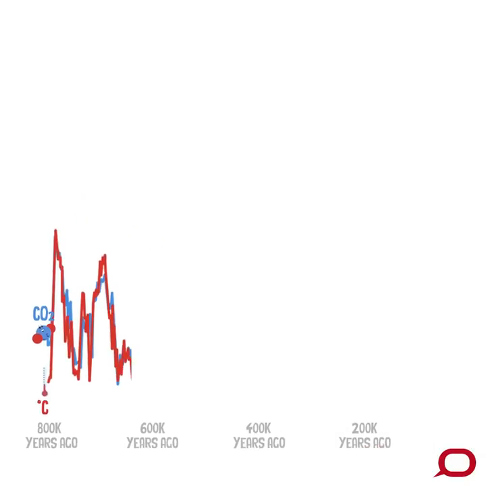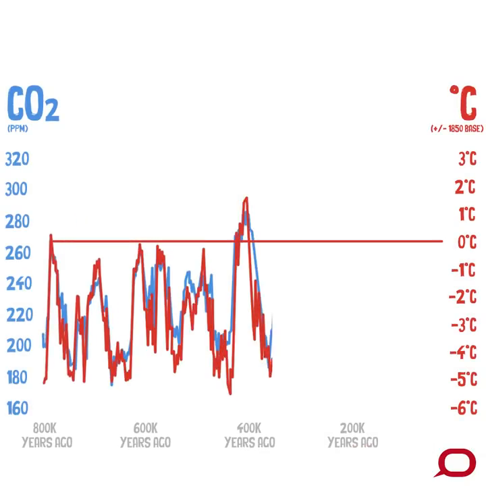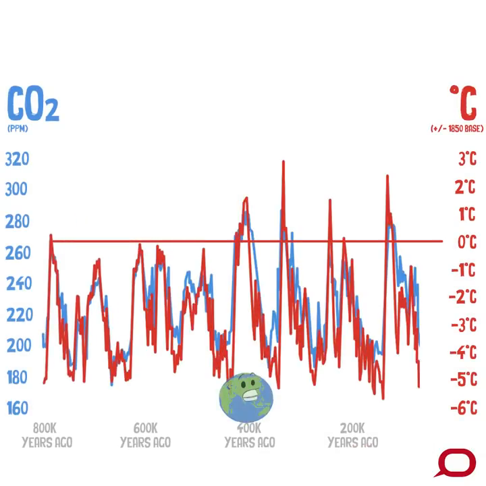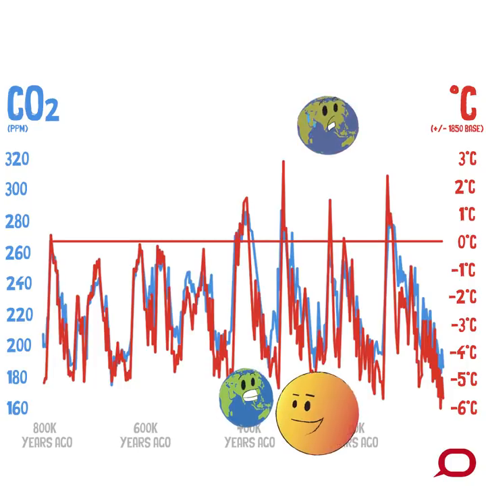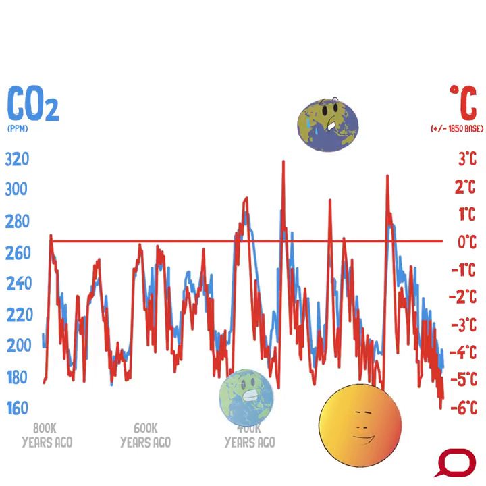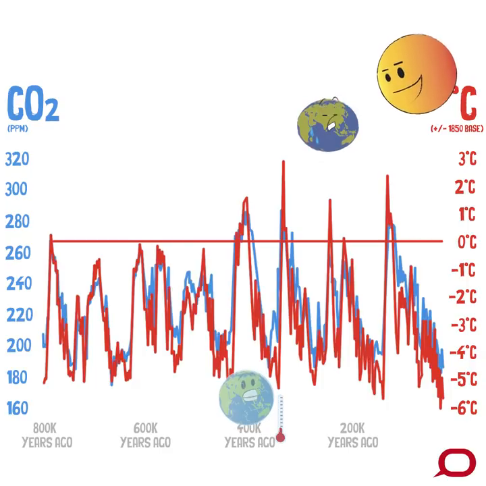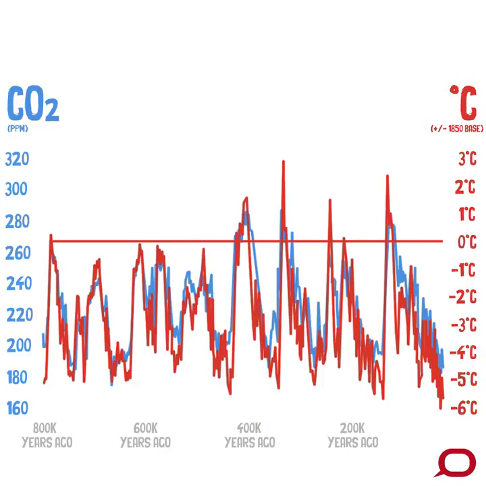Temperature and CO2 have fluctuated together through ice ages and warm periods called interglacials. Slow changes in the Earth's orbit around the Sun initiated the ice ages. CO2 was a natural amplifier, causing the global climate to warm and cool through each cycle.